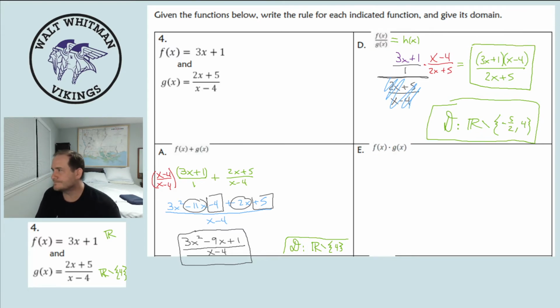Product. Let's not fake that the product is going to be hard. We're going to multiply this thing by this thing. So we're going to get this thing times the numerator all over the denominator. It's going to be 3x plus 1 multiplied by 2x plus 5. The denominator is going to be x minus 4. And that's it. So what's our domain, you might say? And you'd certainly say 4 still seems bad. And you'd be right.